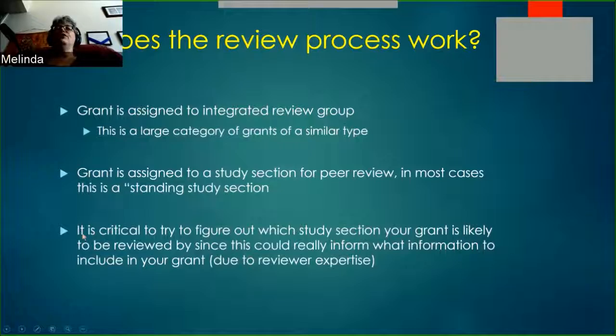Now, it is really critical to try to figure out which study section your grant is likely to be reviewed by, because it informs the information you have to include in your grant. When you're grant writing, you always have to write to an audience, and you have to know what that audience is. If you have an idea of what their prejudices are, what their preferences are, what their interests are, then you'll know the hooks you need to write into your research in order to appeal maximally to the study section member.